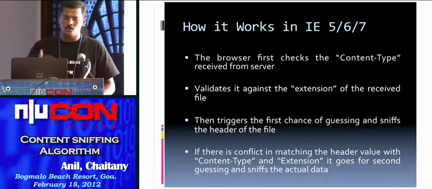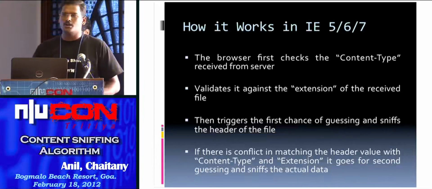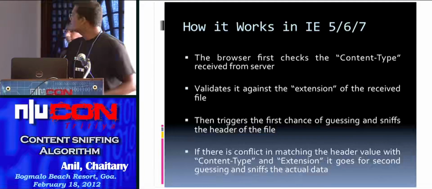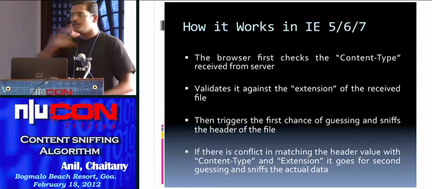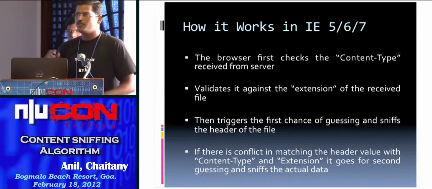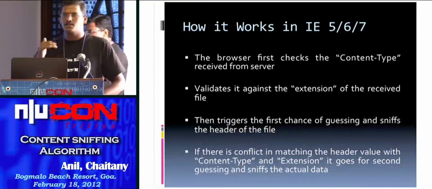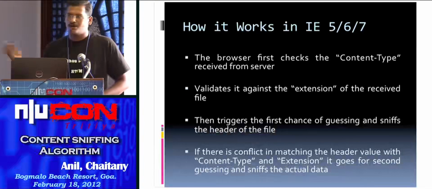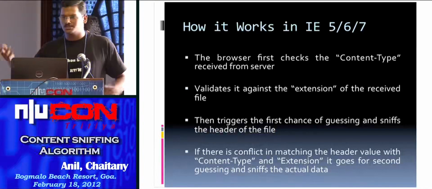Here the algorithm will get confused. It will not understand the file type, as the header suggests PNG, but the content type sent by the server and the extension suggest JPG. So it will go for a second chance. In the second chance, the browser will sniff all the contents from start to end. The file has contents in which we will be adding a malicious JavaScript. When it starts sniffing the content, it will find JavaScript, which is an HTML tag.